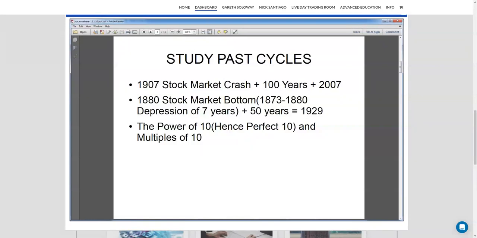How many people think the number 49 is important? Absolutely important. 7 times 7. Yeah, that's an important number. Extremely important, right? 7 times 7, 49. If you take the Advanced Cycles course, I will show you more about the 49s.